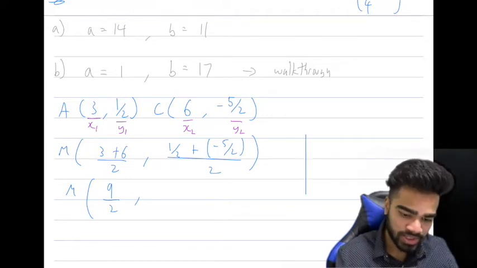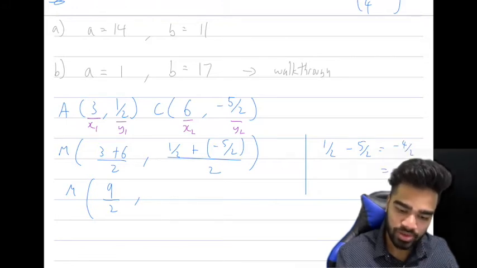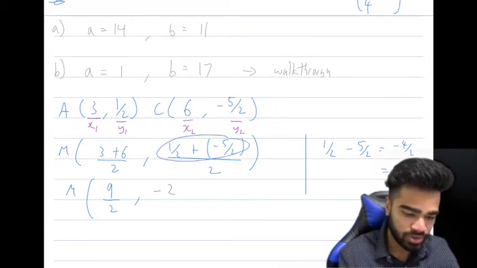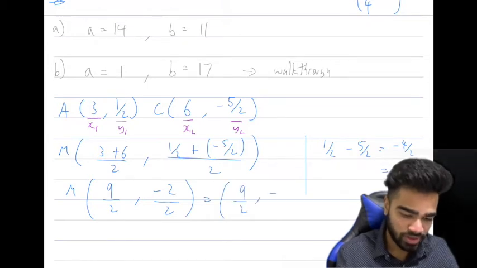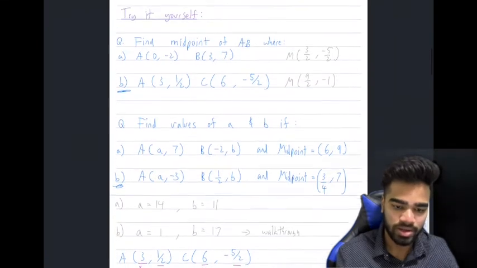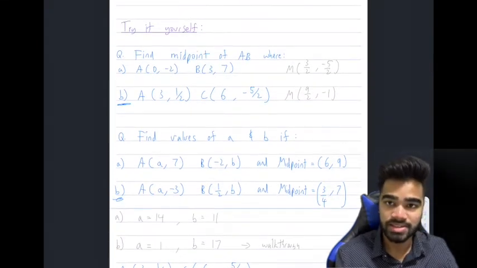Okay, we can do this on the side. So half minus 5 over 2 is actually, if you add the fractions, negative 4 over 2, which is negative 2. So you're left with, on the top, negative 2, because this simplifies to negative 2, divided by 2. We're almost done, so we can just say it's 9 over 2 and negative 1, which is the answer. Okay, guys? Hope you got that.